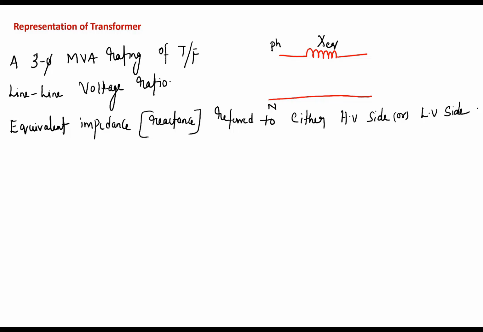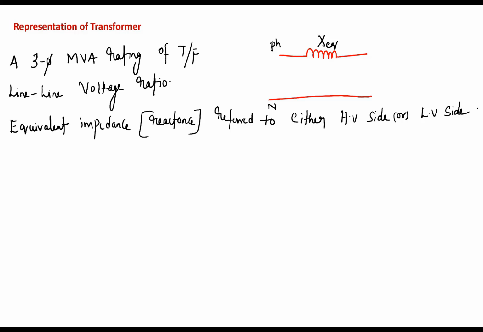Sir, first two things are clear. A transformer will have one MVA rating. Let us say 100 MVA transformer, 200 MVA transformer, that is well and good. The second thing is also clear. What is line to line? Suppose it is a 33 by 11 kV transformer. The line to line voltage on the primary side is 33 kV. The line to line voltage on the secondary is 11 kV. So the line to line voltage ratio is 33 by 11. But what is the third point which you are trying to tell? The equivalent impedance referred to either HV side or LV side.